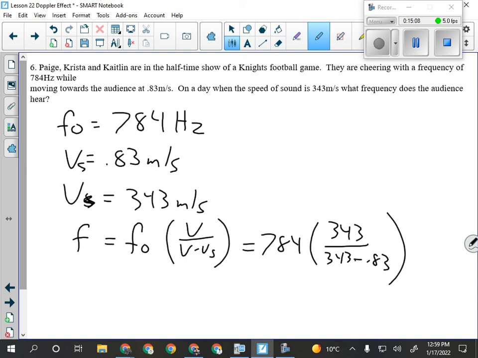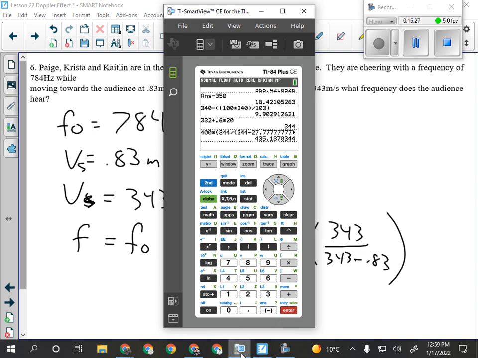Is this going to make much difference? They're barely moving. Okay, 0.83 meters per second is like a crawl. It isn't going to Doppler shift your frequency very much. Okay, so we might be looking at maybe 1 or 2 hertz tops here. Okay, that we would see a change. So 784 times 343 divided by 343 minus 0.83.